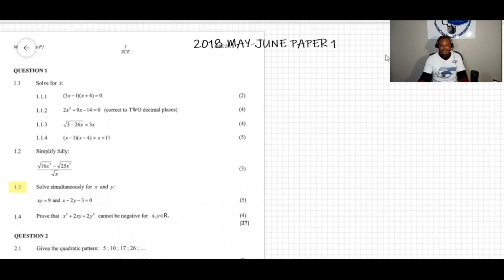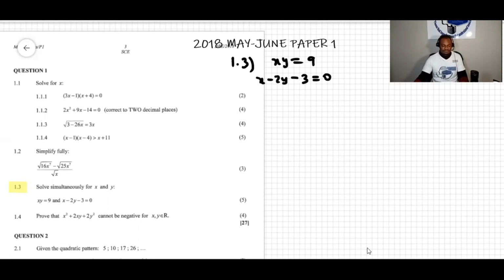Well, we have another question here that says solve simultaneously for x and y. It is given that xy equal to 9 and x minus 2y minus 3 equal to 0. All right, in the previous video we did question 1.1, all the sub questions, and question 1.2. Now we're going to do question 1.3. So we have xy equal to 9 and then x minus 2y minus 3 equal to 0.